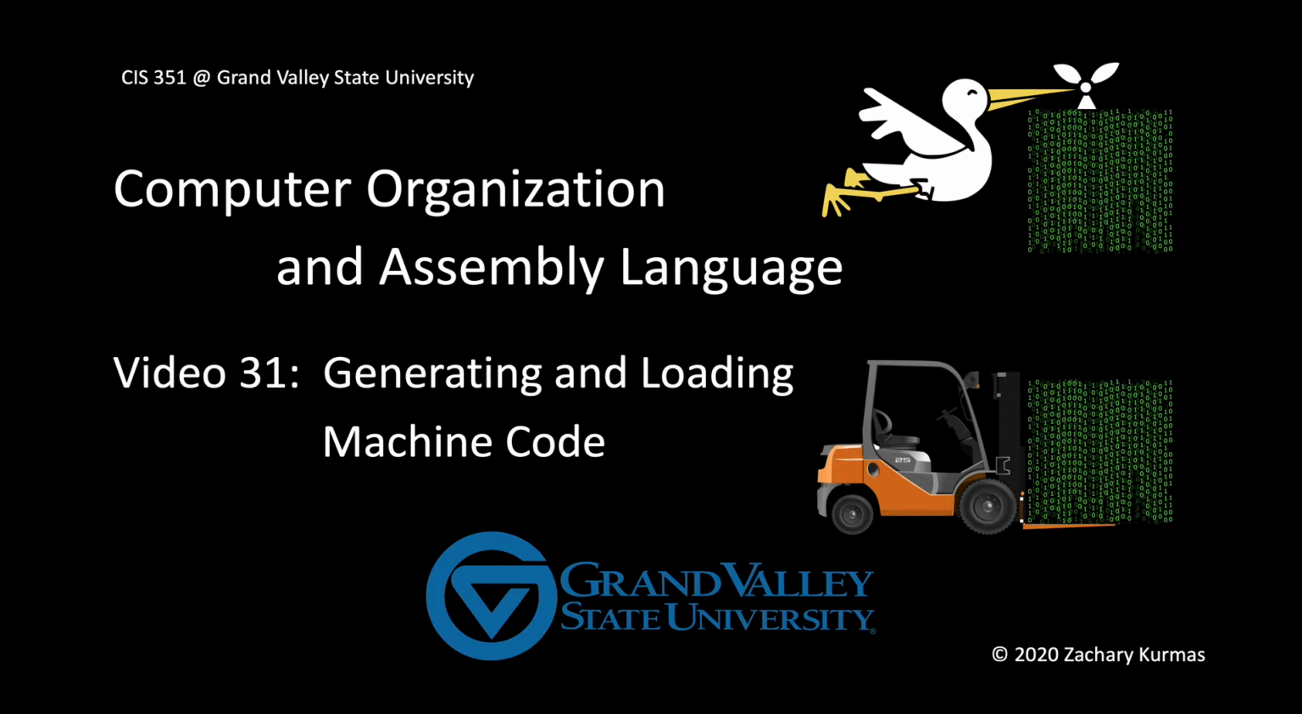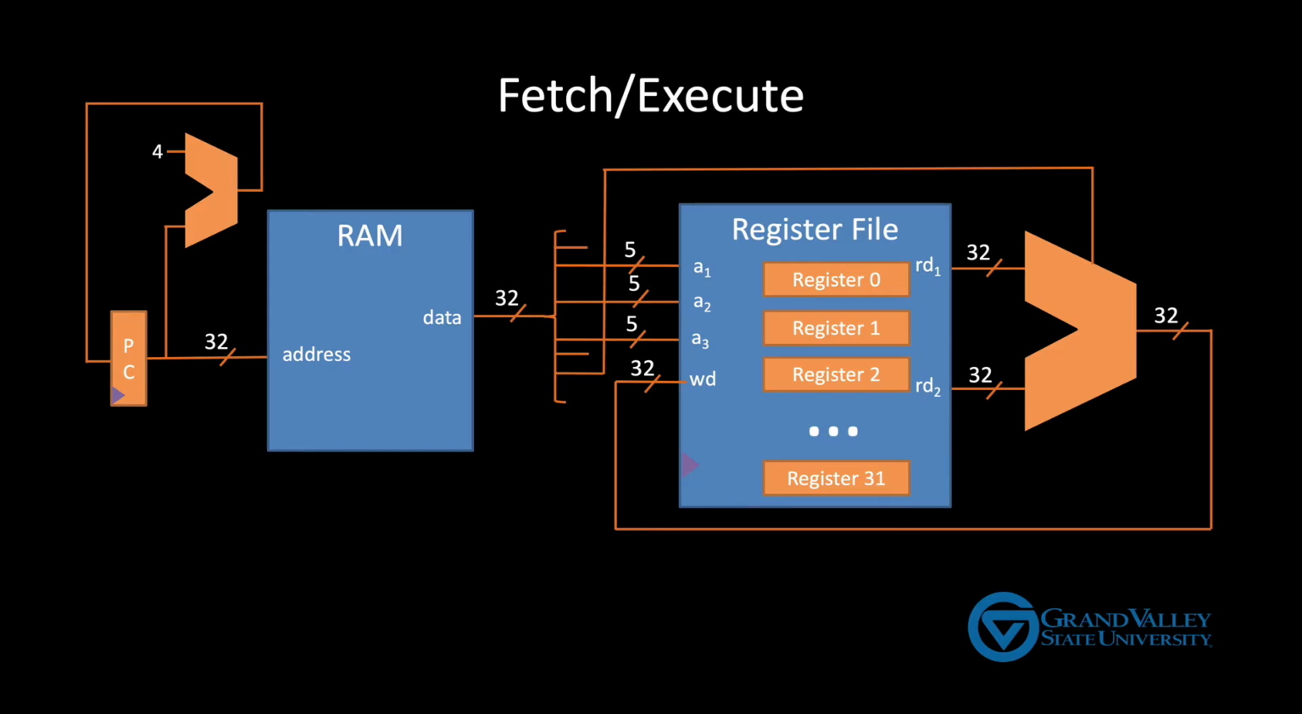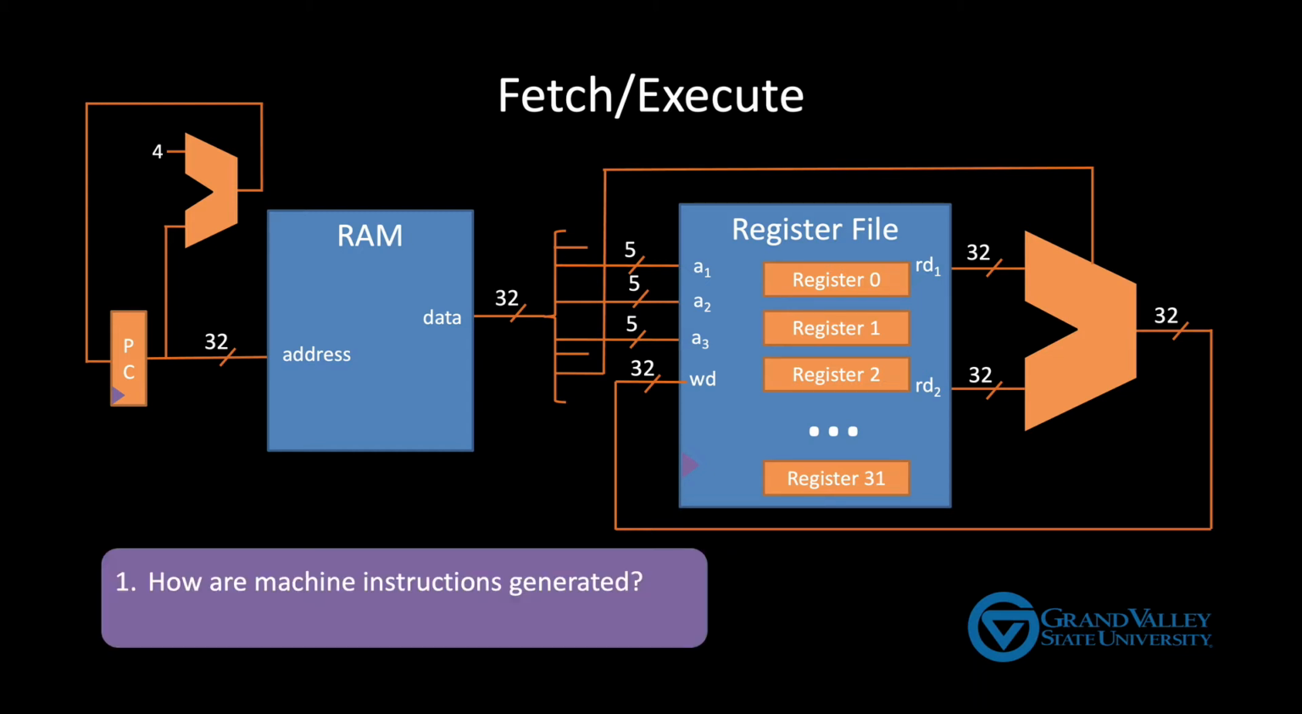The previous video shows how a new machine instruction is supplied by RAM at the beginning of each clock cycle. But that leaves two questions. One, how are these machine instructions generated in the first place? And two, how do they get into RAM?